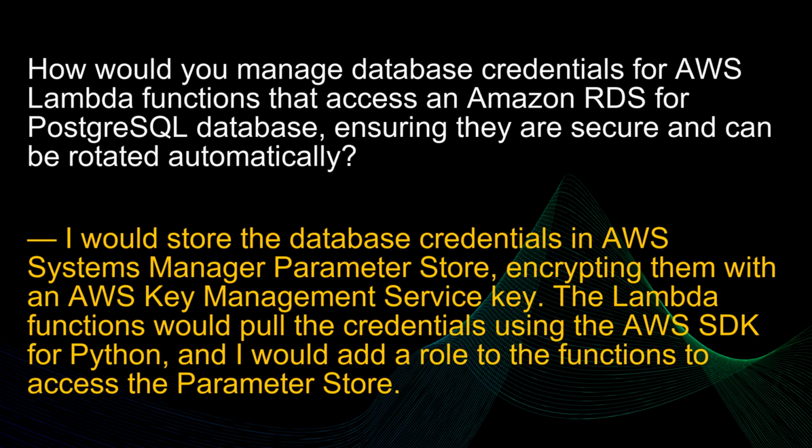How would you manage database credentials for AWS Lambda functions that access an Amazon RDS for PostgreSQL database, ensuring they are secure and can be rotated automatically? I would store the database credentials in AWS Systems Manager Parameter Store, encrypting them with an AWS Key Management Service key. The Lambda functions would pull the credentials using the AWS SDK for Python, and I would add a role to the functions to access the Parameter Store.